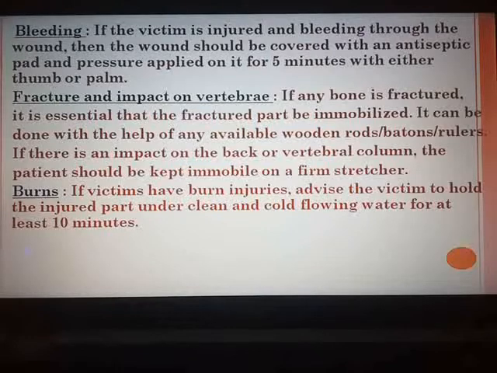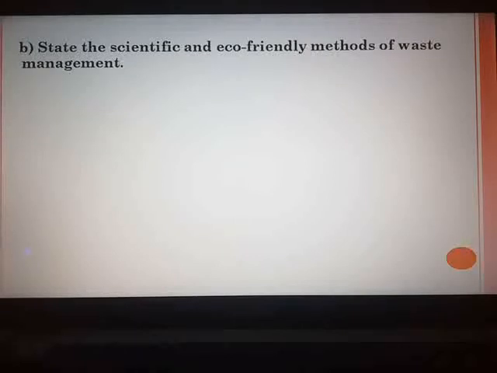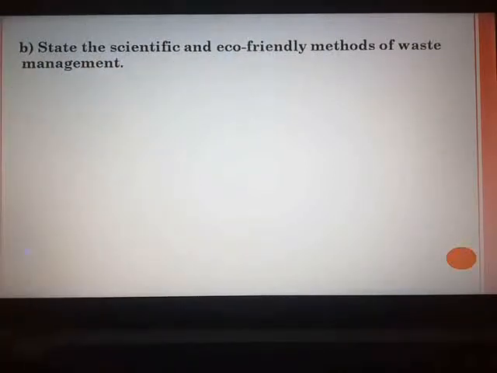Now we move to the next question, question number 3B. State the scientific and eco-friendly methods of waste management. For the answer, keep a rough book ready to mark down the explanation.